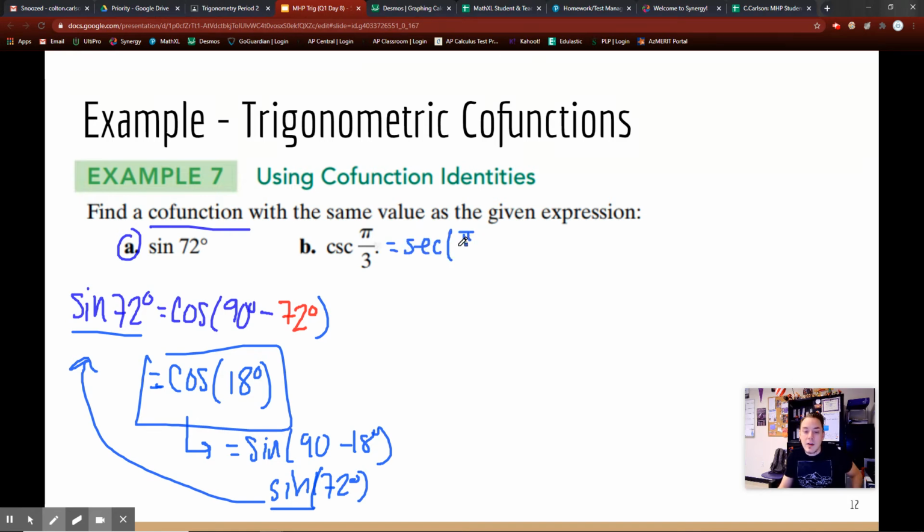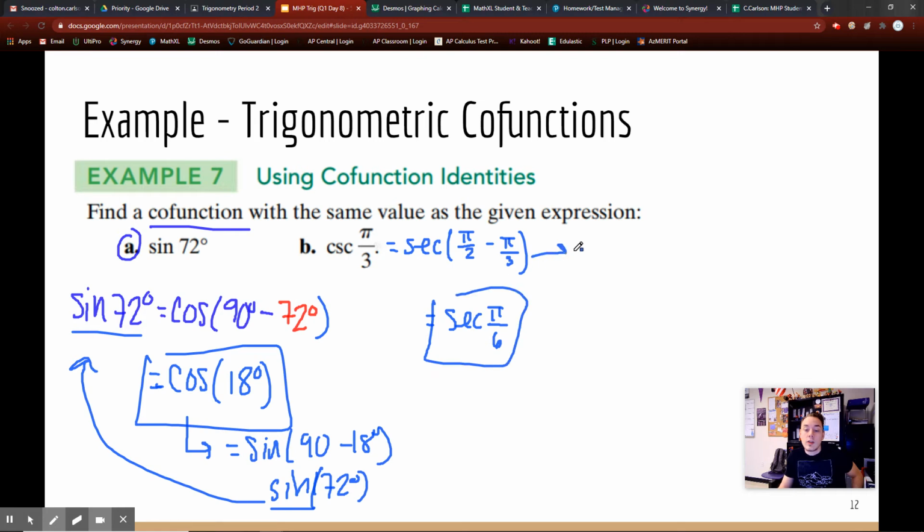So I'm going to take pi over 2 here and then minus pi over 3. Notice I'm doing radians now instead of degrees. And of course, this is 90 degrees minus pi over 3, which is 60 degrees. So 90 degrees minus 60 degrees is 30. And 30 degrees as radians is pi over 6. So that means this is secant of pi all over 6.